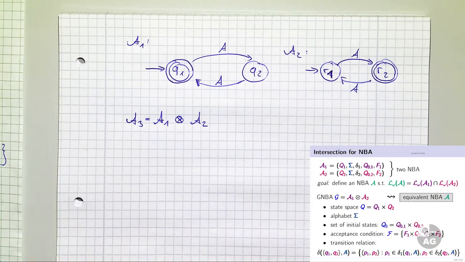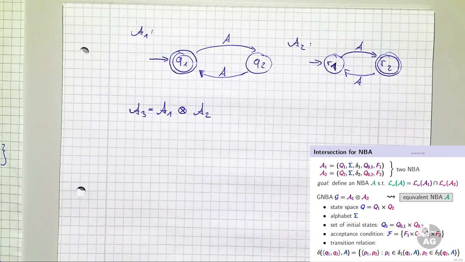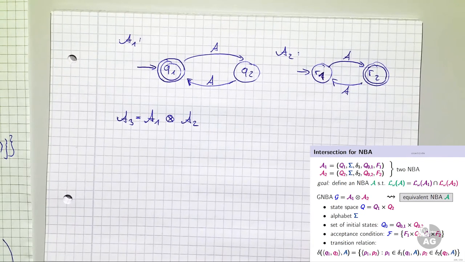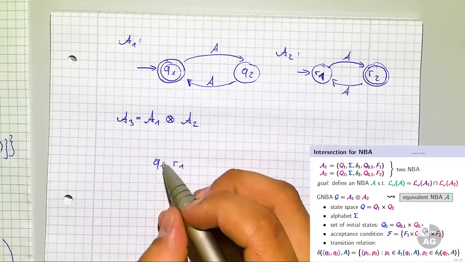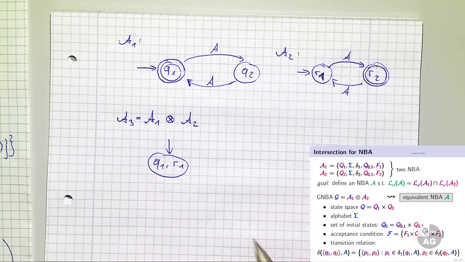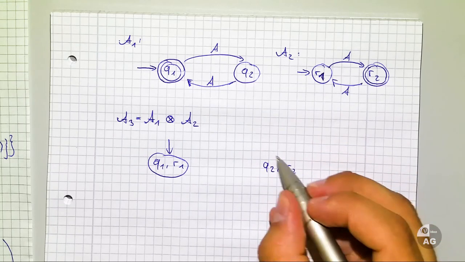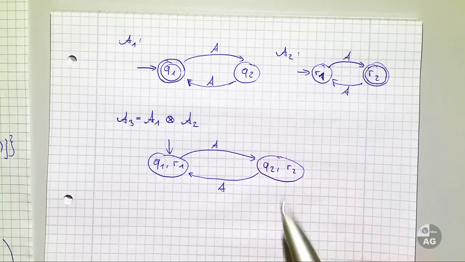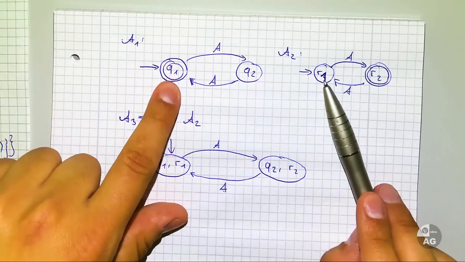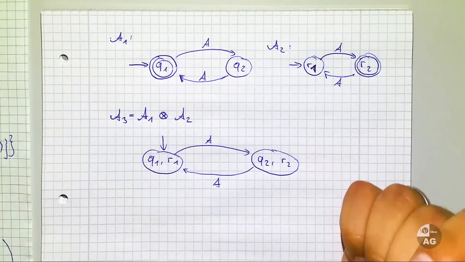Maybe you can tell me, what should the product look like? What should I draw? Exactly. So let's do Q1, R1, and this is an initial state, our only initial state, and we have Q2, R2. And since the automata need to move synchronously, we have these transitions in there, because both of them need to take a step at the very same time, so we can only have Q1, R1 and Q2, R2.